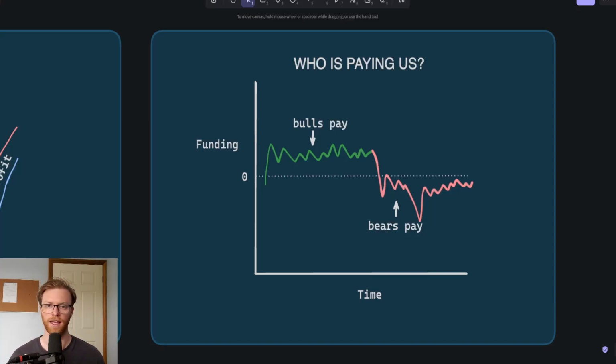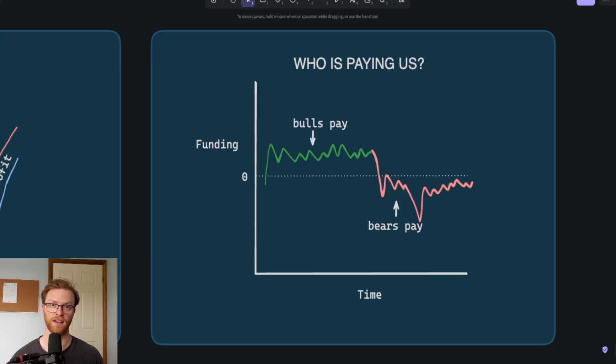But here, when the funding rate is positive, the bulls are optimistic on price. They think price is going to go up, and they're happy to pay a premium to be in a long position because, of course, they think they're going to make money when price goes up. And we take advantage of a positive funding rate.